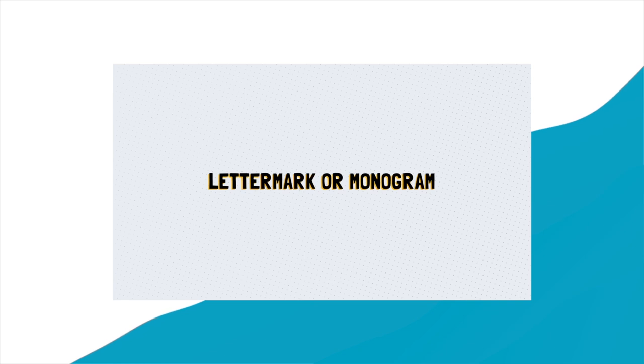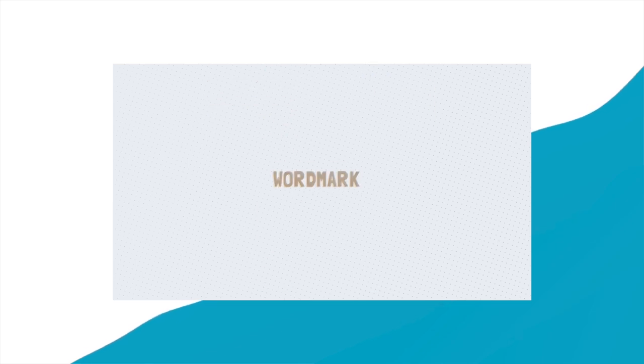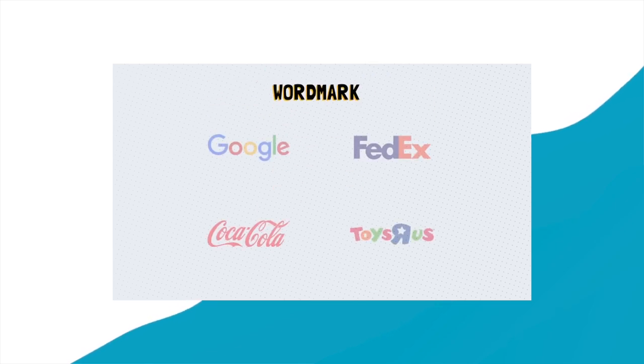Letter mark or monogram. A letter mark is a type-based logo made of a few letters. It is often used if a company's name is made of 2 or more words. A letter mark will shorten the company name by using only its initials, resulting in simplicity. Word mark. A word mark focuses on the business name alone.